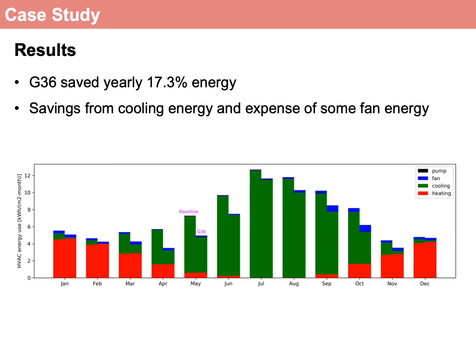And so in general, the results are that the Guideline 36 saved approximately 17% yearly energy, and the savings were mainly from cooling energy at the expense of some amount of fan energy. But you can really see in the chart here on savings per month that the cooling energy is really reduced in Guideline 36 versus the baseline.